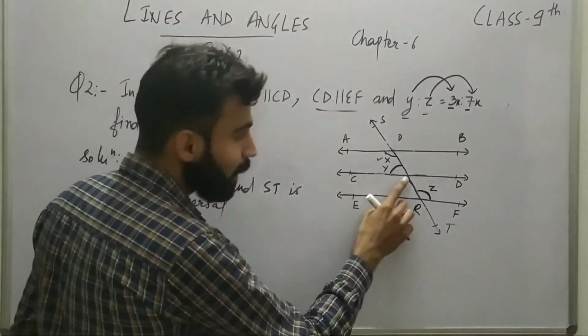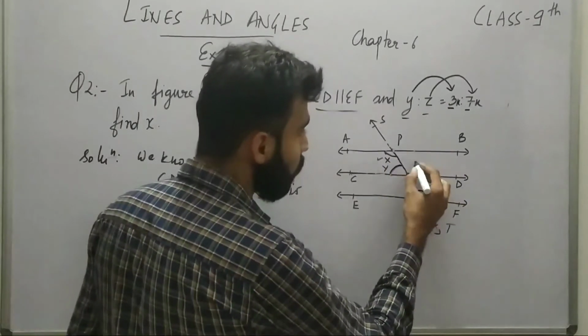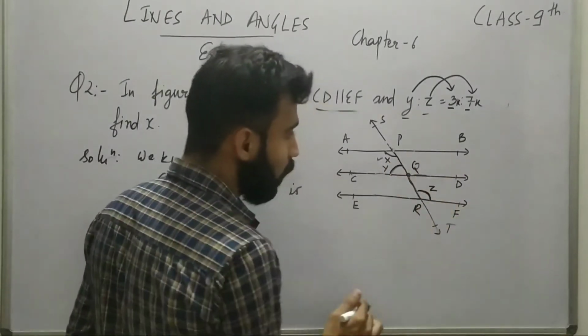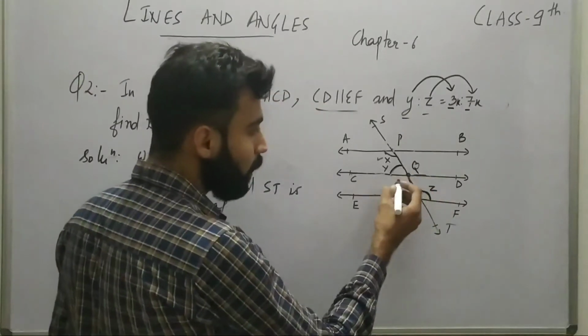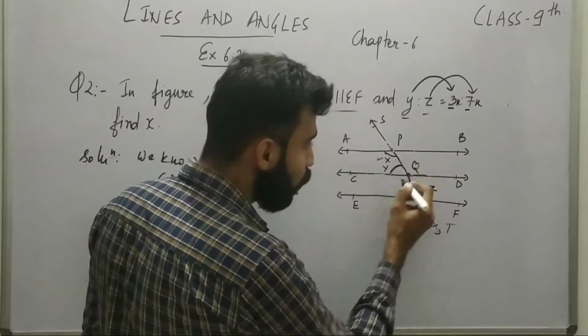Which is intersecting CD at this point. Let me just name all the points here. This is point P, Q, and this is R, right? So now you can see here, the transversal is intersecting CD at point Q.